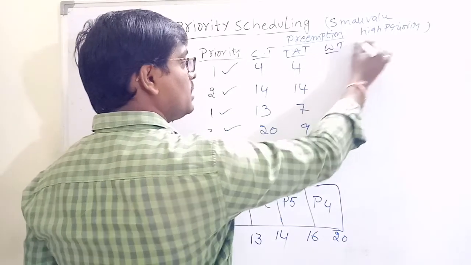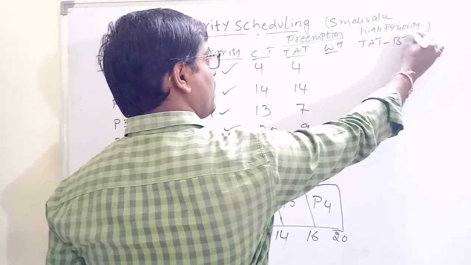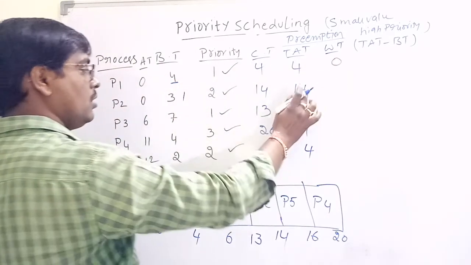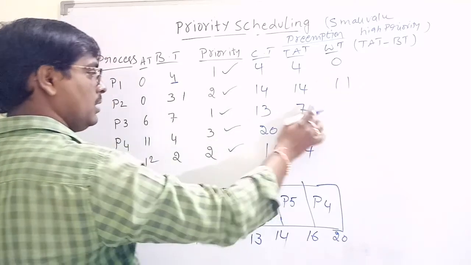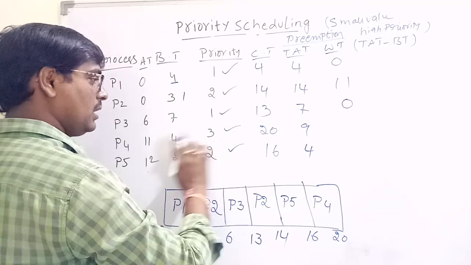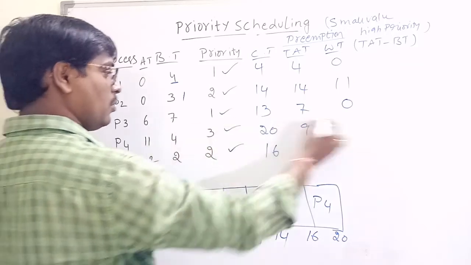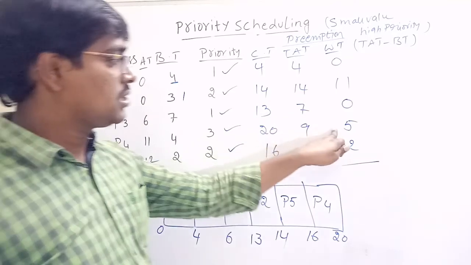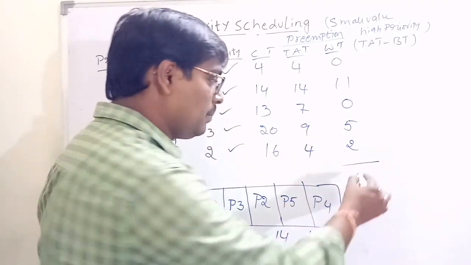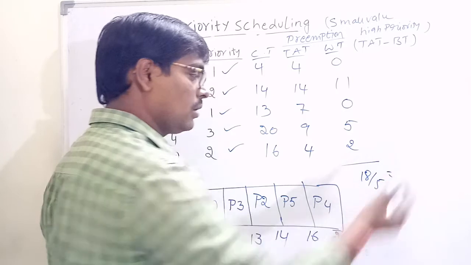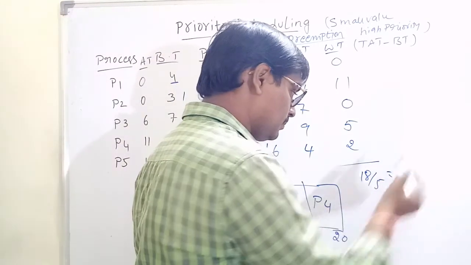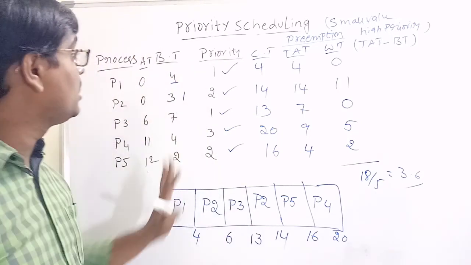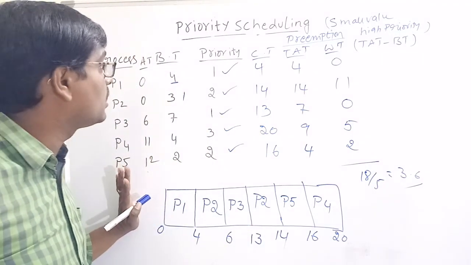And waiting time is turnaround time minus burst time. It is called waiting time. 4 minus 4 is 0, 14 minus 3 is 11, 7 minus 7 is 0, 9 minus 4 is 5, 4 minus 2 is 2. So what is the answer? 11 plus 5 is 16, 16 plus 2 is 18, 18 divided by 5, approximately 3.6. This is the priority scheduling algorithm with preemption.